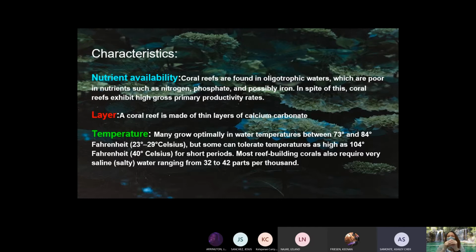For temperature, many grow optimally in water temperatures between 73 and 84 Fahrenheit, but some can tolerate temperatures as high as 104 Fahrenheit for short periods. Most reef building corals also require very saline or salty water, ranging from 32 to 42 parts per thousand.